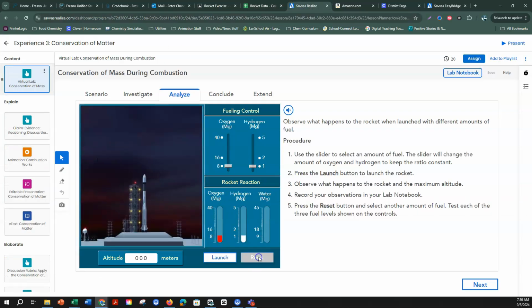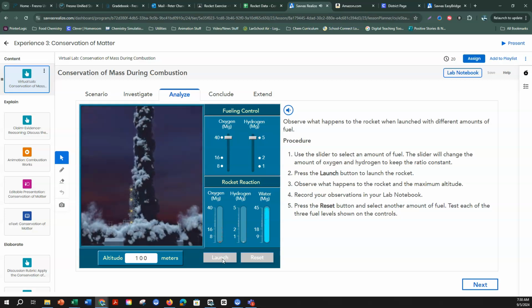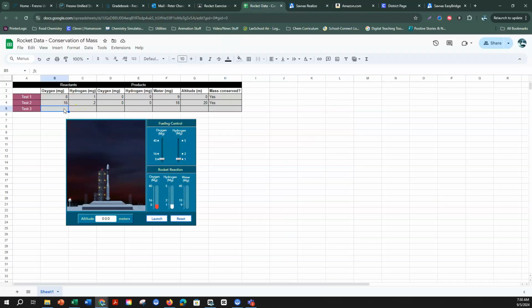Last test, reset, bring this up to 40 parts in 5, and we're going to launch. This time we were very successful, got the rocket into the air 100 meters. We burned all oxygen, burned all hydrogen, and we have 45 parts water. Go back over here. Started out with 40 parts oxygen, 5 parts hydrogen. We burned all oxygen, burned all hydrogen, had 45 parts water. Altitude was 100 meters, and was mass conserved? 40 plus 5 equals 45. 45 is equal to the 45 over here, so yes, once again, mass was conserved.